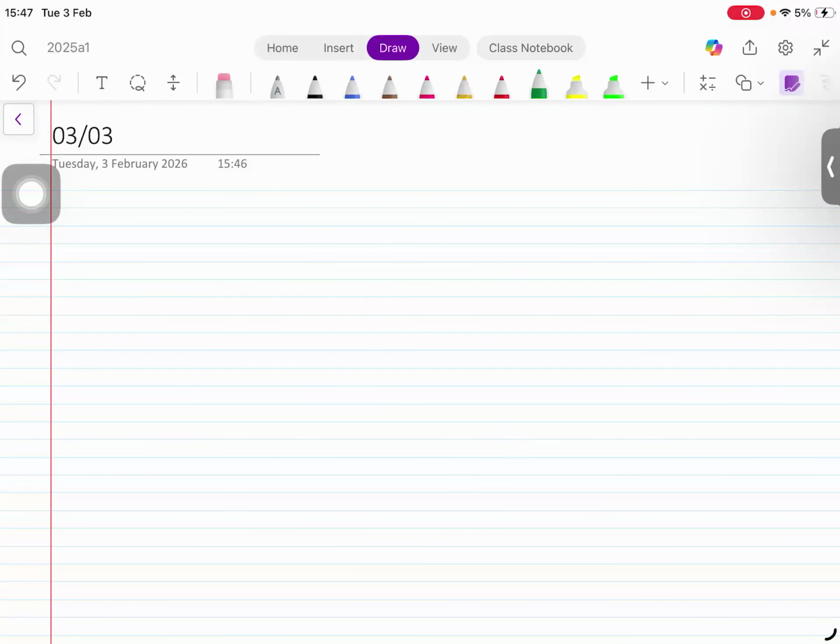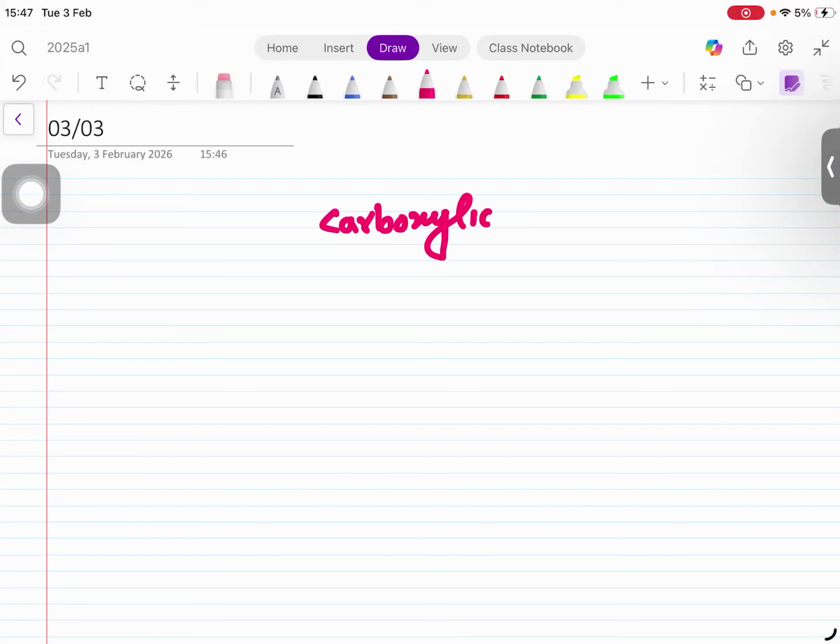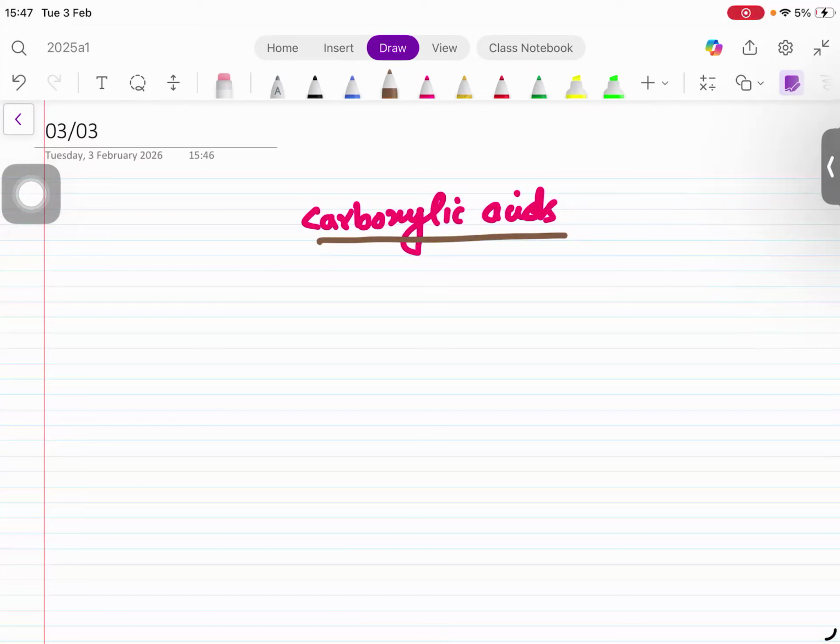Today we are going to discuss the naming, and we'll continue with the carboxylic acids. Let's see what the naming of carboxylic acids is. In the last class we had aldehydes and ketones. So today we're going to have the naming of carboxylic acids.